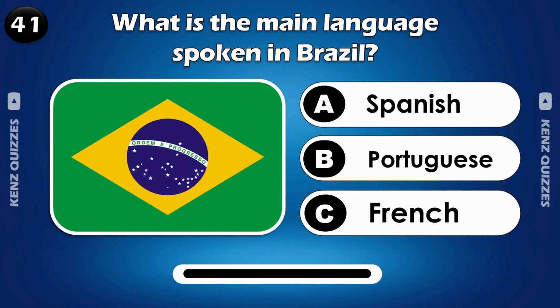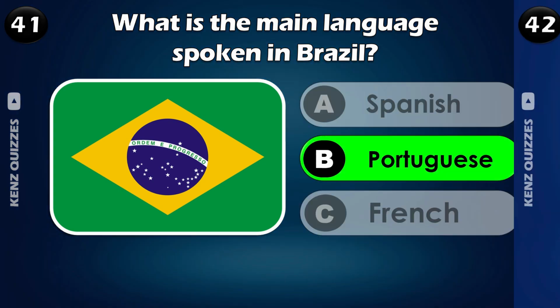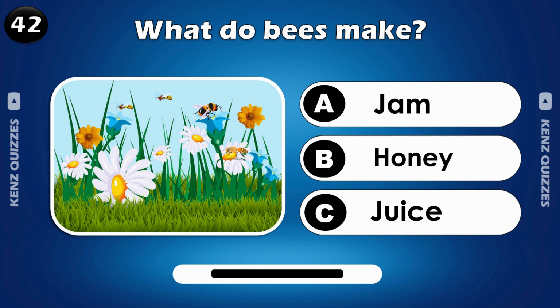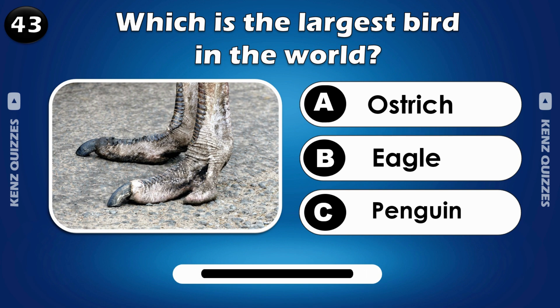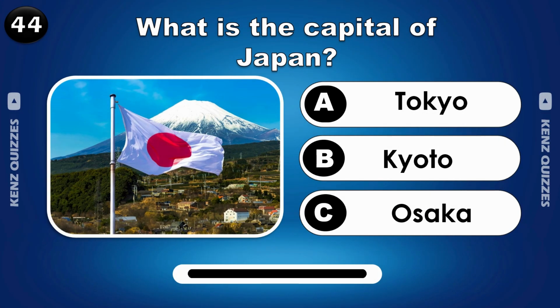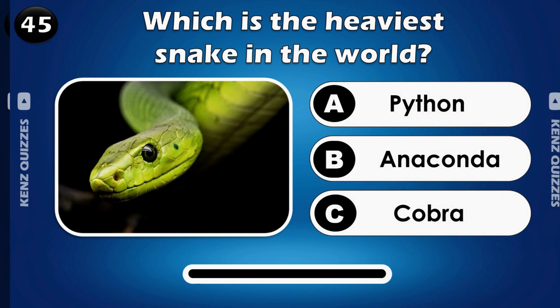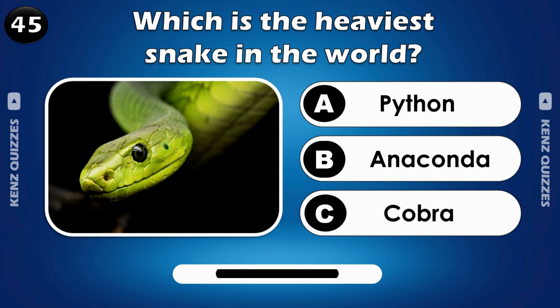H2O. What is the main language spoken in Brazil? Portuguese. What do bees make? Honey. Which is the largest bird in the world? Ostrich. What is the capital of Japan? Tokyo. Which is the heaviest snake in the world?